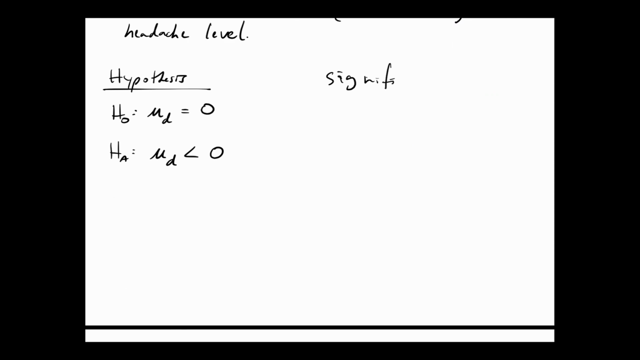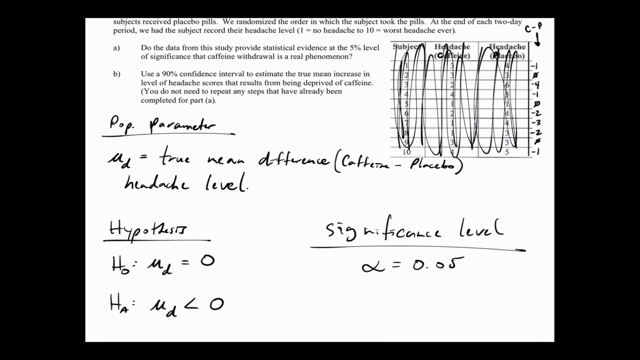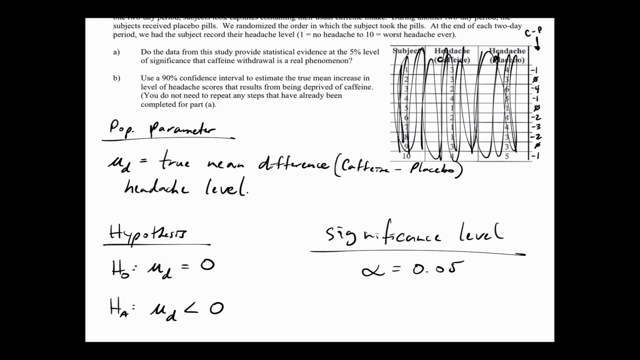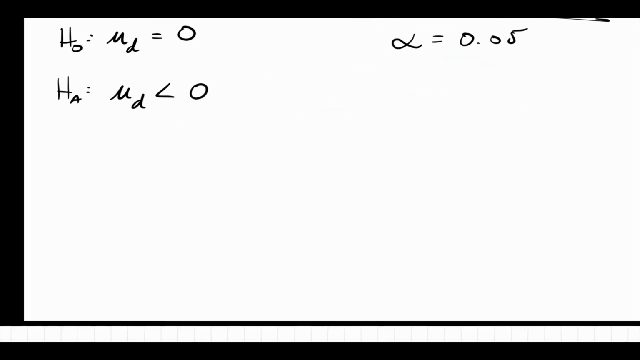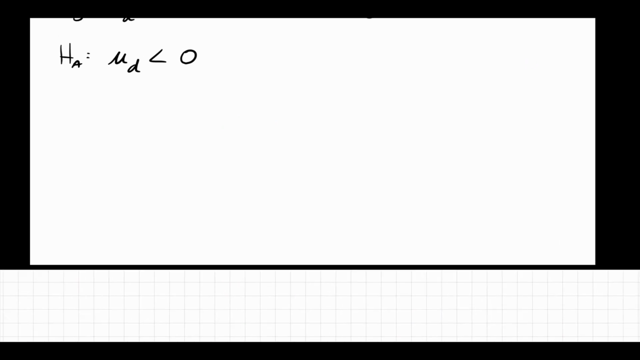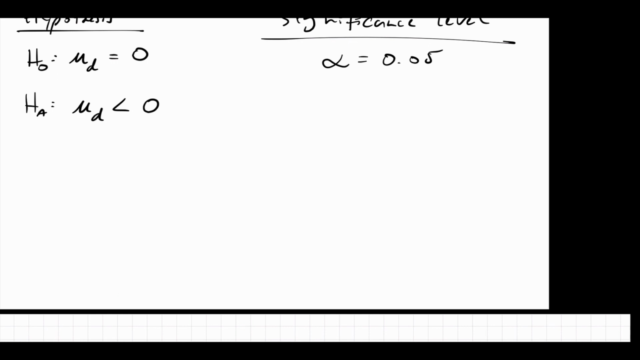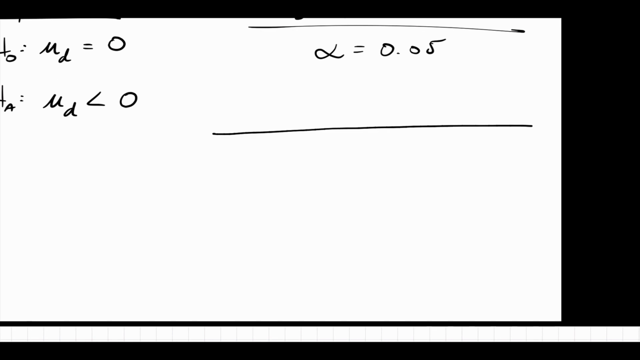Significance level. It's at 5%. Conditions, assumptions. There's only one sample, so we only have to do conditions and assumptions for one thing.